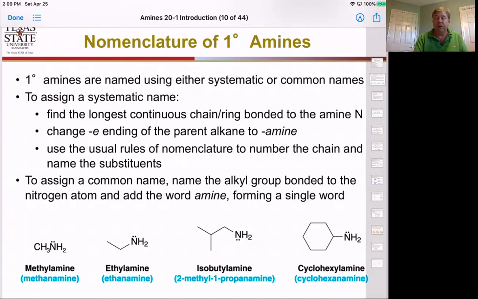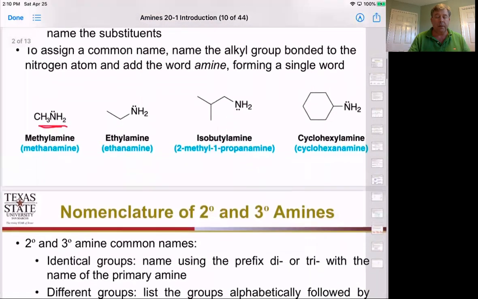So if we look at the common and systematic names for the one with just a methyl group on it here, we have methylamine or methanamine, if we're going to use the systematic name. If we look at the ethyl group, it's ethylamine or ethanamine. If we have the isobutyl group, it's isobutylamine. And that would, of course, be 2-methyl-1-propanamine. And then, of course, with our cyclo compounds, name the cyclo first, drop the E, and add amine to it. So it's cyclohexanamine.